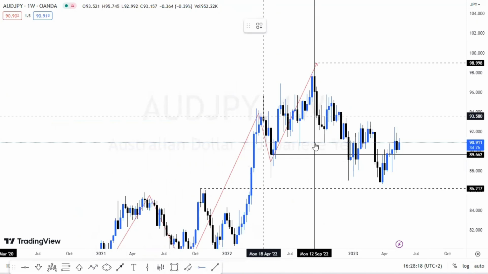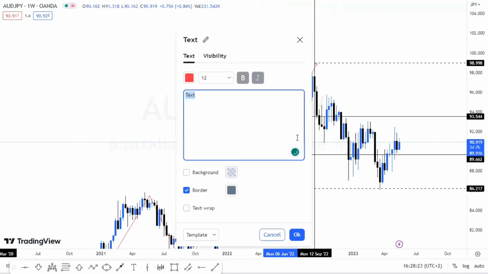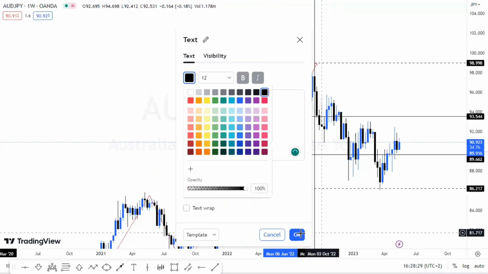In this case, this area right here, let me just label it real quick so that you see what I'm talking about. Higher low.